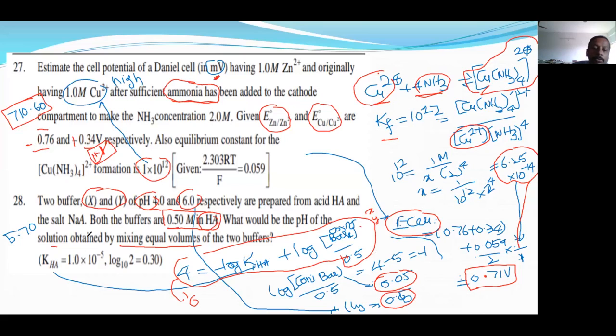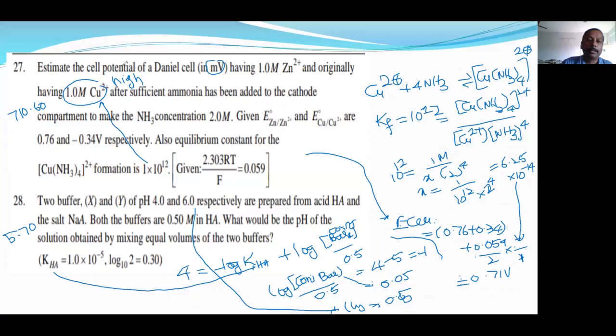So again you will substitute equal volumes. The concentration will be half of that. Then you will get the pH as 5.70. In the first equation, using the pH of 4 we found the concentration of salt. By taking pH 6 we found the concentration of salt. Then again substituting in another formula, this time we find the pH. So the same formula is used 3 times: first for 4, second for 6, third for finding the pH by substituting the concentration. Then you will get 5.70.